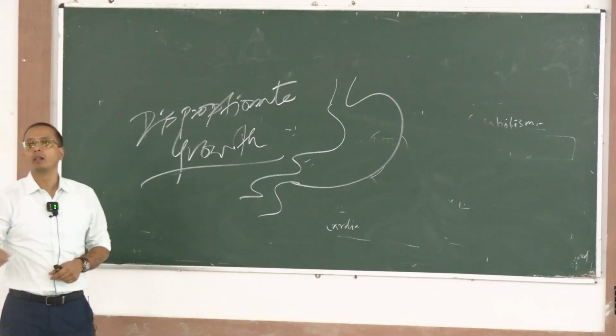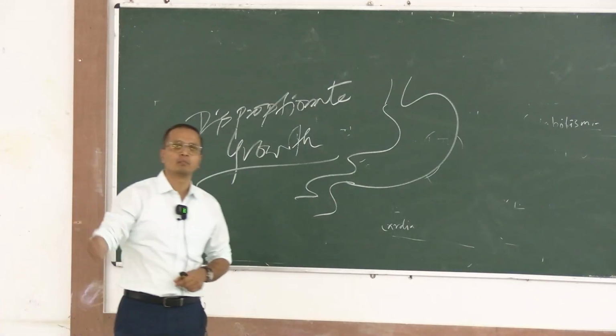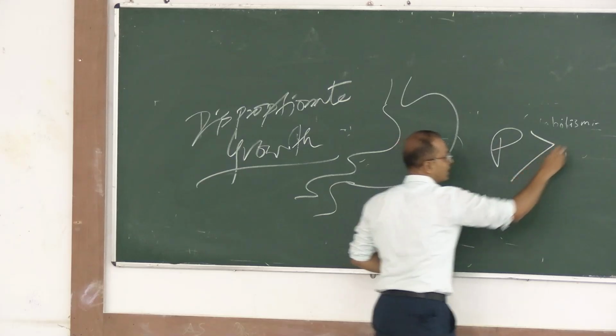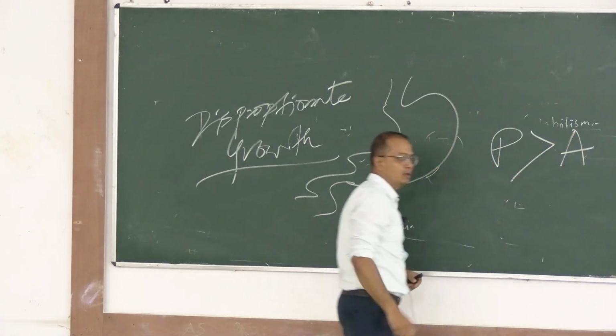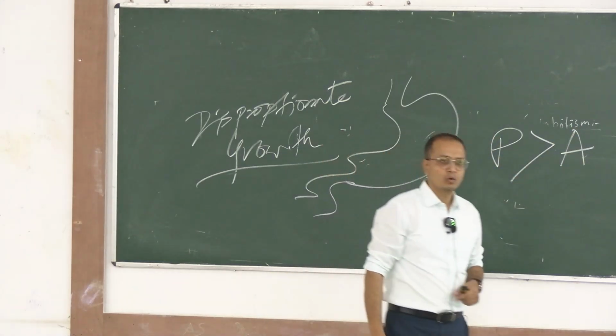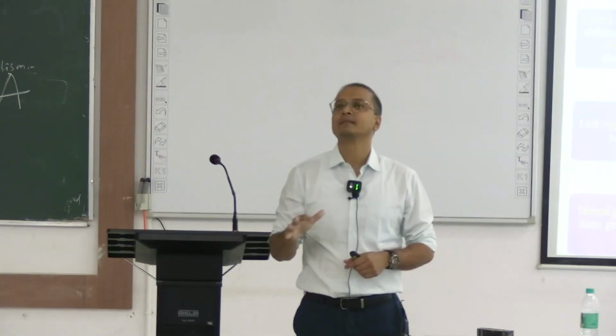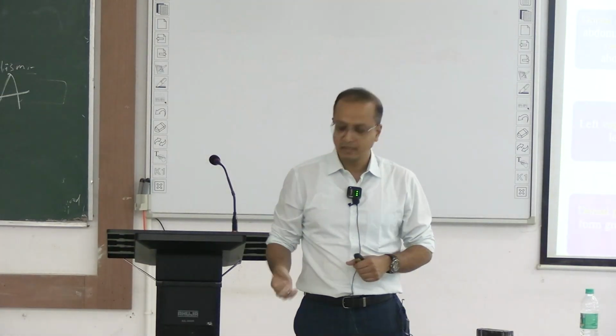Disproportionate growth of the walls of the stomach. Which walls? Anterior wall and posterior wall. The posterior wall growth is more than the anterior wall. That is why this has happened. So this stomach is posteriorly more curved. We have a greater curved region on the back side, and anteriorly it is less curved. We have the lesser curvature anteriorly placed.